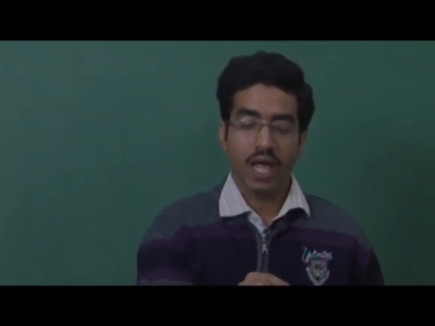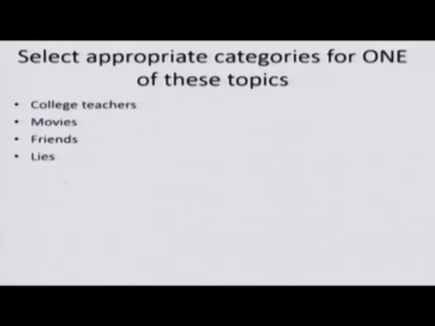Now, here is a task for you. You can choose one of these topics and think about appropriate categories to describe these things in detail. I will very quickly look at each of these. First one, college teachers. So, how could you classify? You could classify them according to official position like assistant professor, associate professor. Then you could classify them according to their main specialization area, or according to personality traits. Somebody who encourages a lot of interaction in the class, some people who do not do that. So, you can follow different classification criteria.